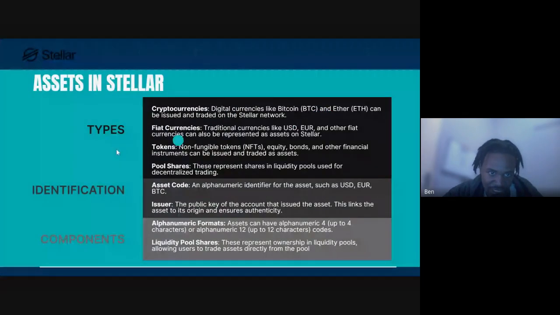This is not an asset in Stellar. Let me correct myself. So there are different types of assets: cryptocurrency, fiat currency, tokens, and pool shares. Tokens are like NFTs, equity, bonds, and other financial instruments.